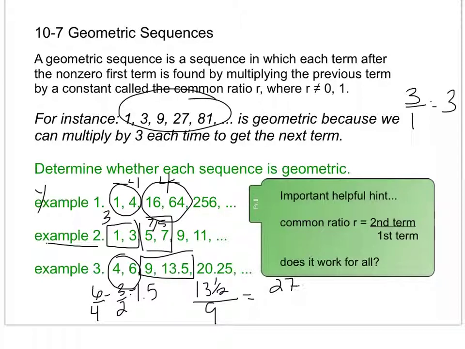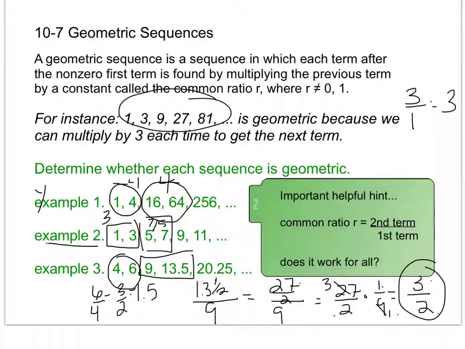So I'm going to have 27 over 2, because I go 2 times 13, which is 26, plus the 1 is 27, and then that's all over 9. So that means I'm going 27 over 2 times 1/9. When I cross cancel, I have 3 and 1, because 9 can go into 27 3 times. So then I have 3 over 2, because 3 times 1 is 3, 2 times 1 is 2. So I get that ratio. So make sure you're checking that the ratio is consistent, not just looking at it and saying, well, those are decimals, that's not going to work. You need to check.